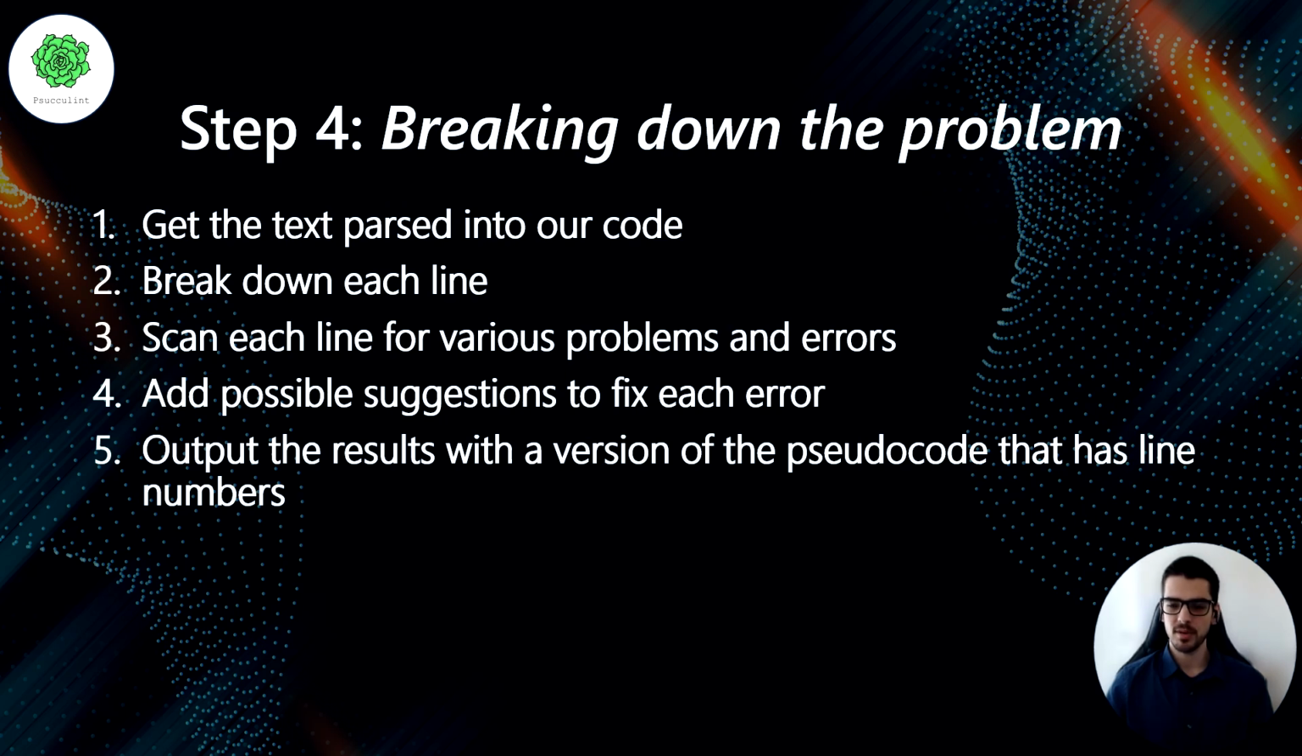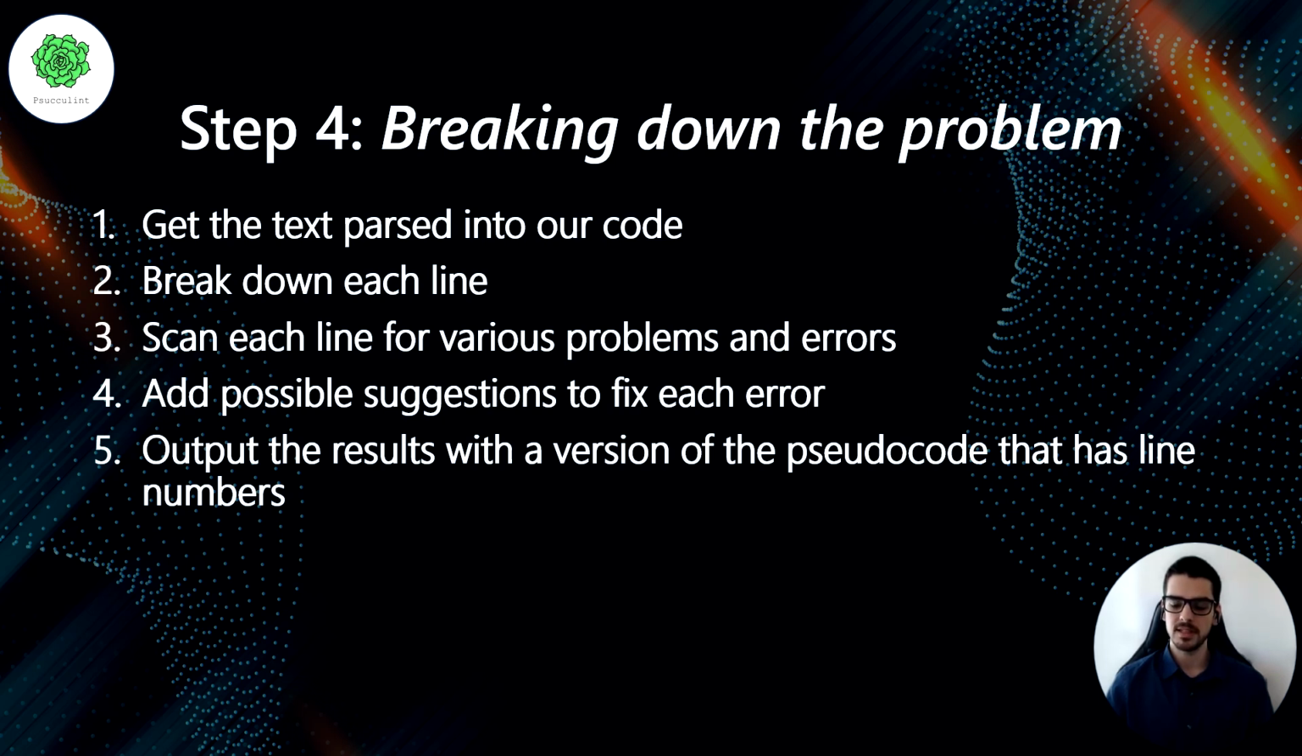Right. So step 4, breaking down the problem. The first thing that we realized we had to do was get the docs or text file parsed into our program, so our program is able to read it. Our program is in Java. We need to get it into the Java code so that we can actually read the text that we're given. Then once we get it, we'll break down each line into something that we can scan for various problems, and then attach each error to each line. And you can add possible suggestions for a fix to the error in the code.